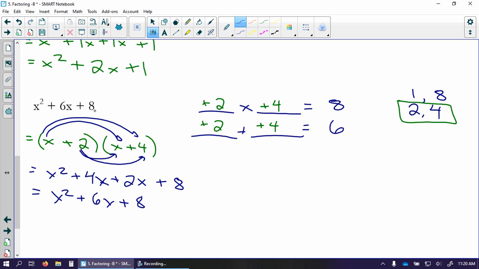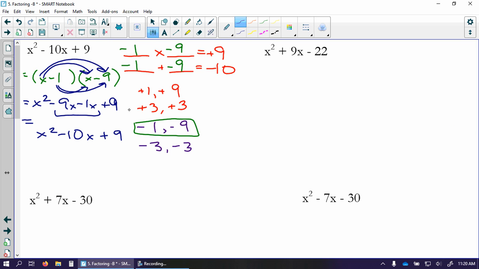x squared plus 6x plus 8 is the second one we did. We needed two numbers that multiplied to give positive 8 and added to give positive 6 because, as we're going to see in a minute, we can have some negatives. So we got 2 and 4, because those are the ones that add up to give 6, we get x plus 2 and x plus 4.